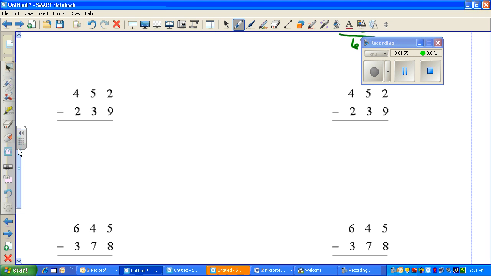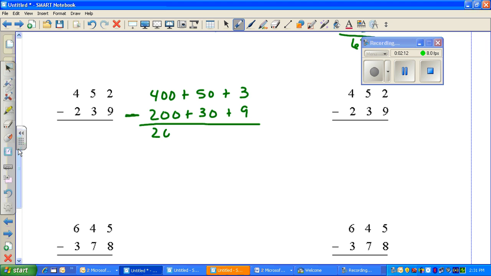Let's try a 3-digit number. Decomposition, I look at this as 3 placeholders, and we do this because of what we do in algebra. And again, we're subtracting each placeholder. 400 take away 200 is 200. 50 take away 30, I'm left with 20. 3 take away 9, I'm left with negative 7.